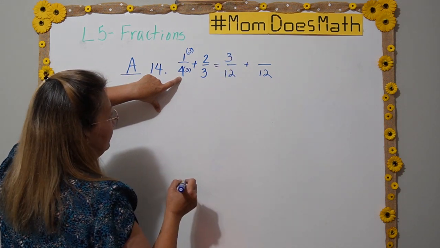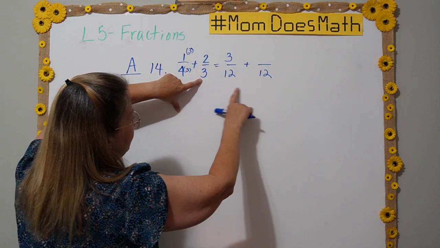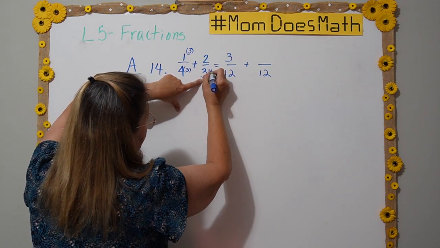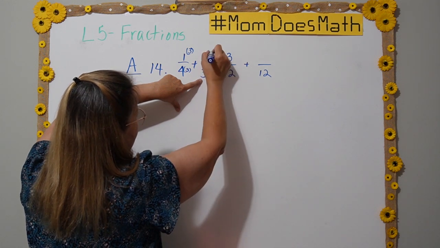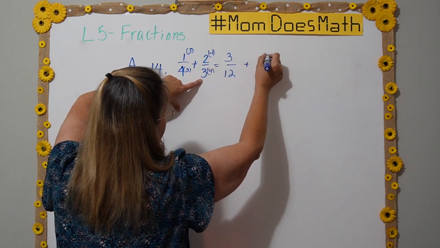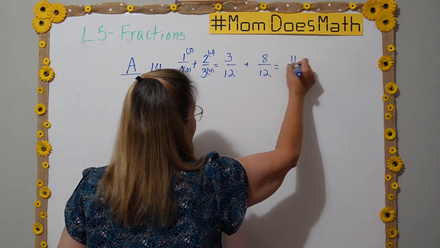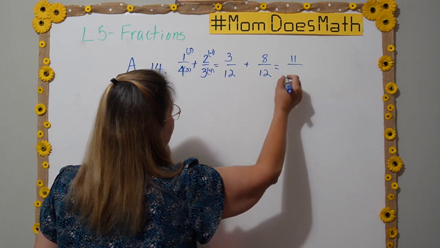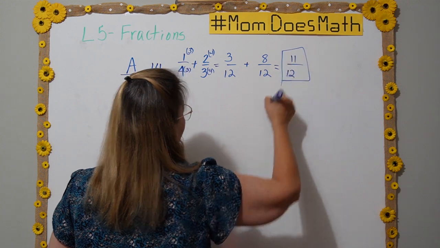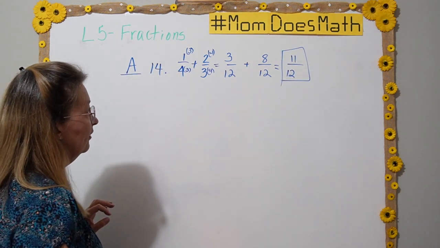So that gives you 3. Now, what did you multiply 3 by to get that new denominator? You multiplied it by 4. So you got to multiply the numerator by 4 and get 8. Then we're just going to add straight across the top, get 11. Now remember, you don't add your denominators, they stay the same. So your correct answer is 11/12.